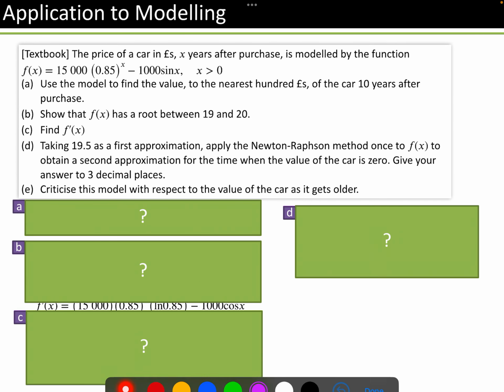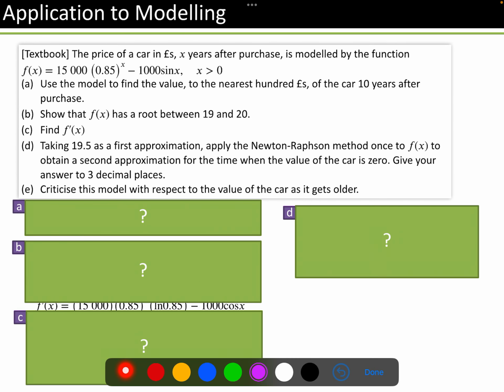The 15,000 I can just leave alone. With integration and differentiation, you can generally leave numbers at the front alone and just put them back later. I need to know how to differentiate 0.85 to the x. That's the problem. Okay. So when you differentiate exponentials, the trick I always like to remember is the same again.